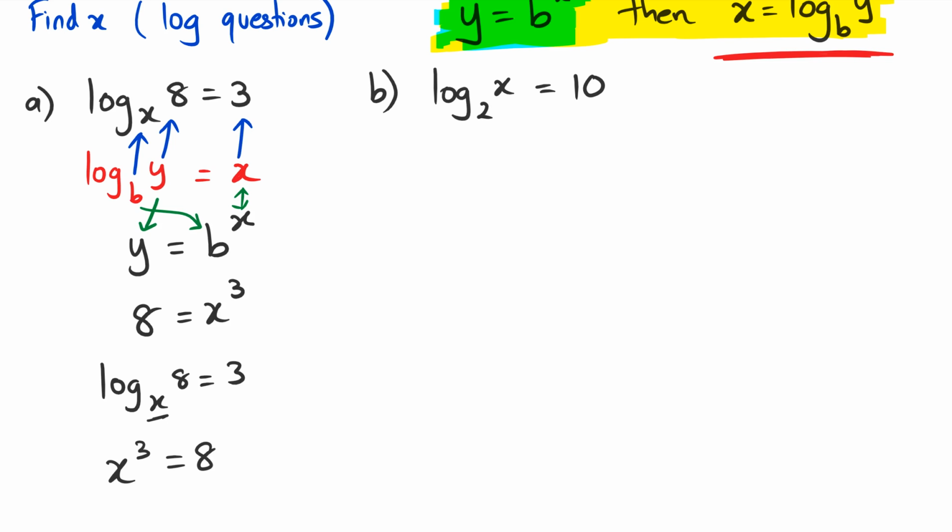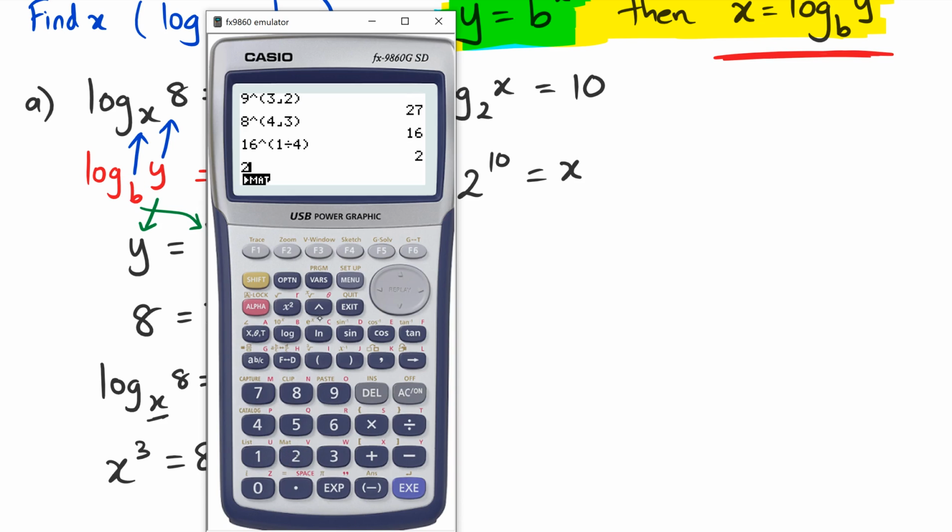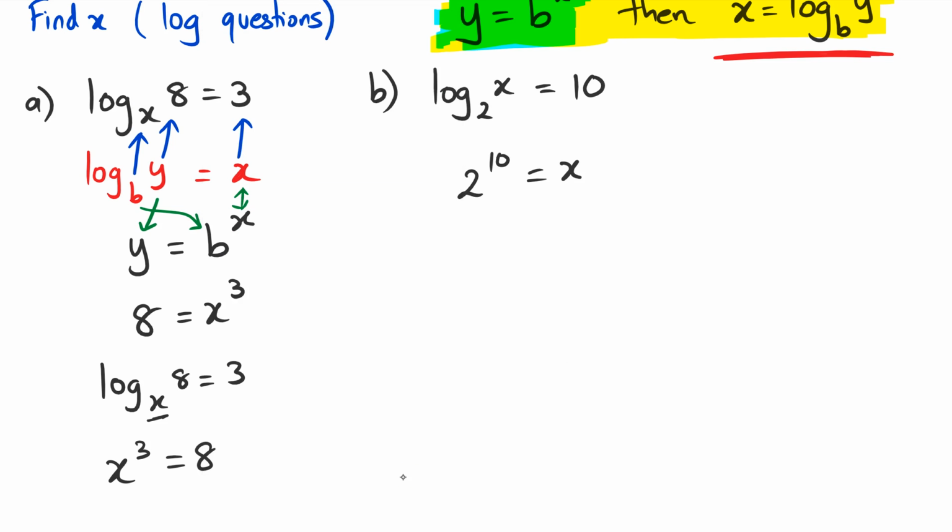So if you look at question B here, I'm just going to write that as 2 is the base. So 2 to the power of 10 equals x. Now question B is fairly straightforward, because if you've got 2 to the power of 10 equals x, you literally just plug it into the calculator. You go 2 to the power of 10, 1024. That's it. That's your answer for x. All right? Gets you a nice Achieved right there.